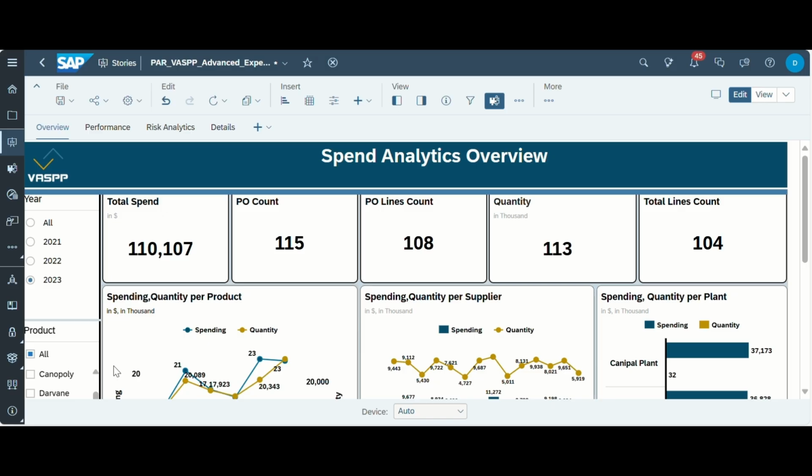Second, the dashboard brings enhanced transparency. With a clear view of how spending is distributed across products, departments, and suppliers, you gain the confidence to make decisions based on facts, not guesswork.